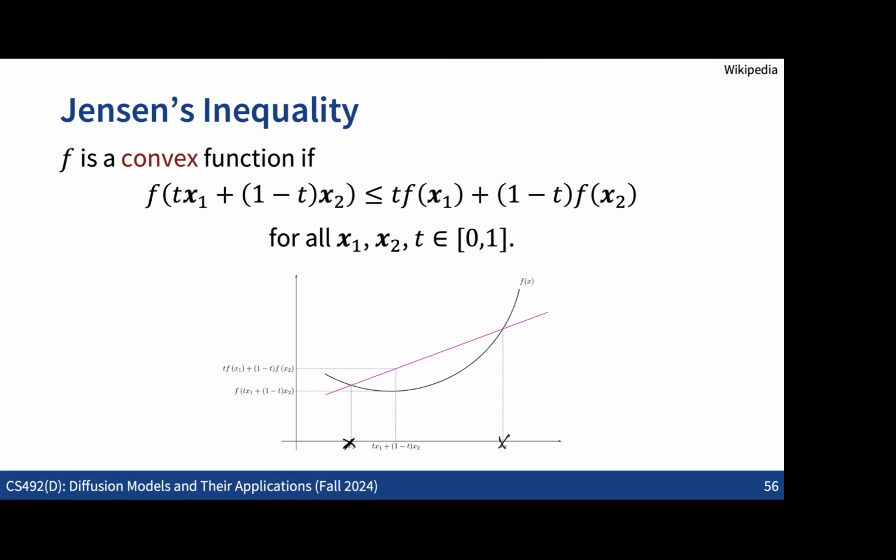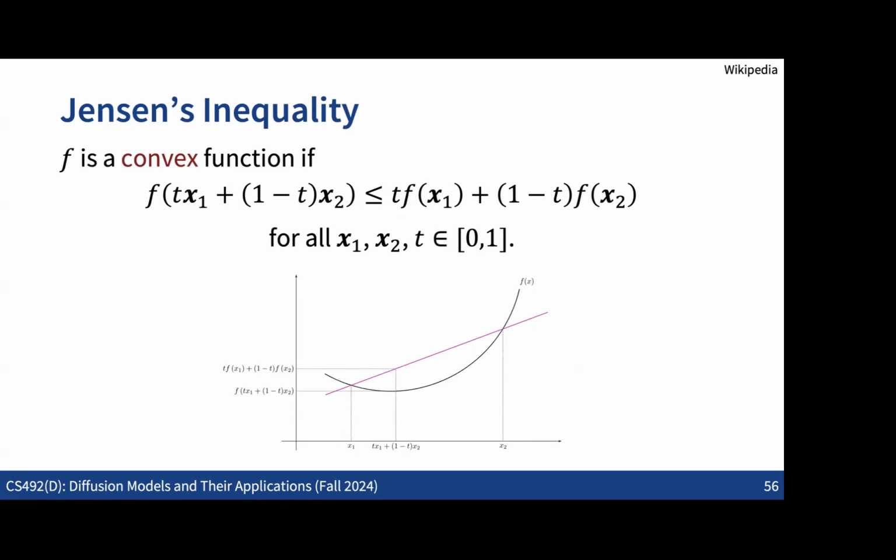So let's continue. Here, we have the two endpoints, x1 and x2. If the function is convex, then when you first interpolate these two endpoints in the domain and evaluate the function, you get this, right? And when you first evaluate the function at those two endpoints and then interpolate, it will always be the same or greater than the case where we interpolate first and then evaluate the function, right?